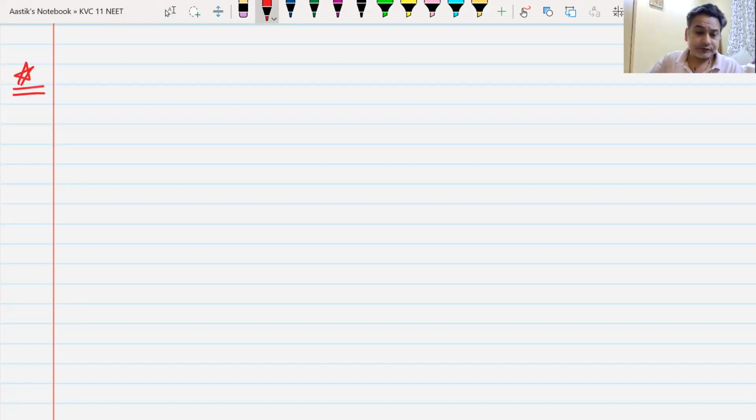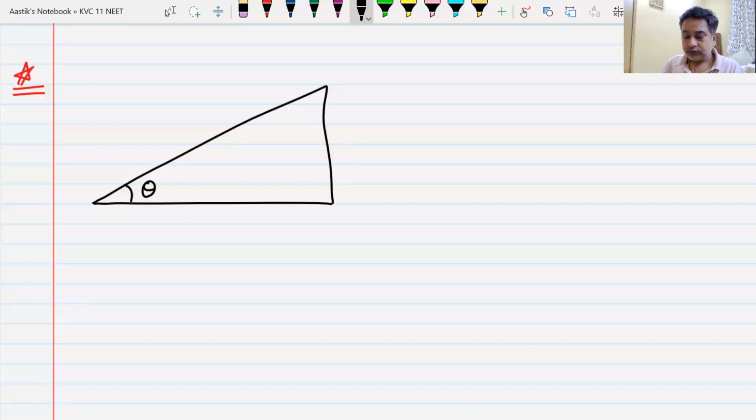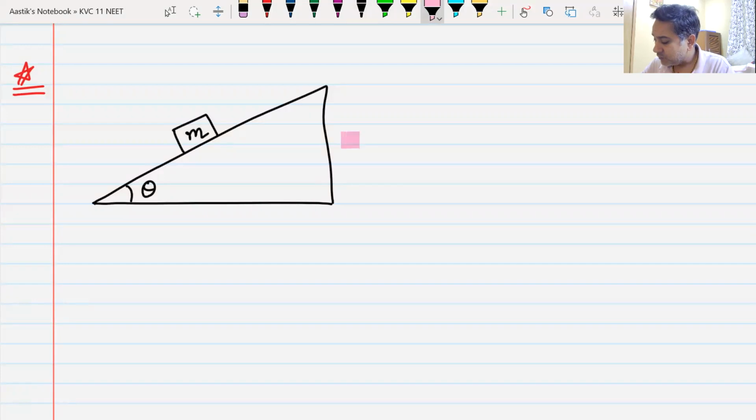If you have a block kept on a wedge like this, sometimes what they ask you is, what if I give an acceleration to this wedge? If I give an acceleration to this wedge, what should be the acceleration for the block to remain at rest with respect to the wedge? What should be the value of this A for the block to remain at rest?